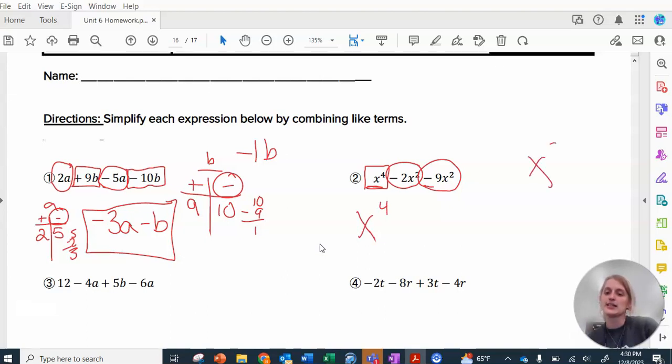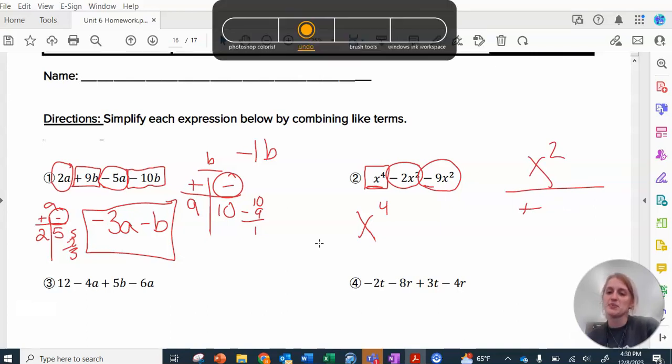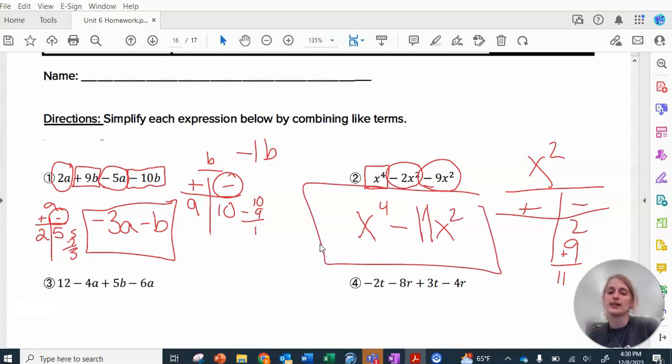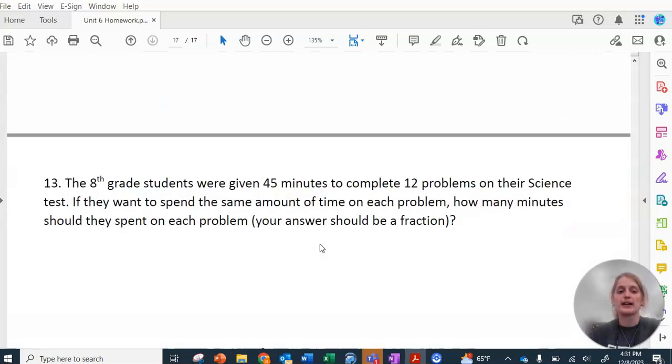And then the x to the 2nd powers, I have not positive and positive, positive and negatives. I have negative 2 and I have negative 9. When they're on the same side, I actually add them. That makes negative 11. So I have negative 11 x to the power of 2. And there's my answer. So you're going to keep doing that on the front, and let's scroll to the back.